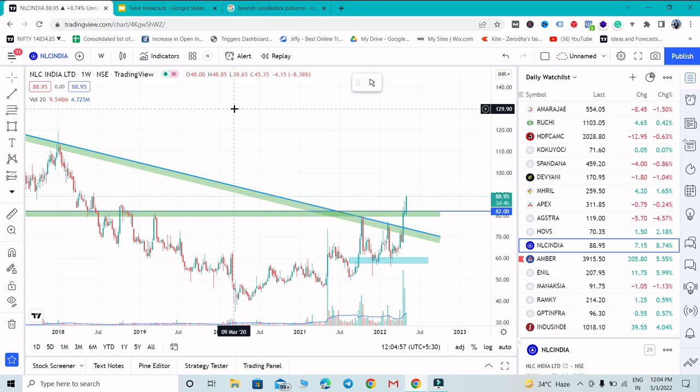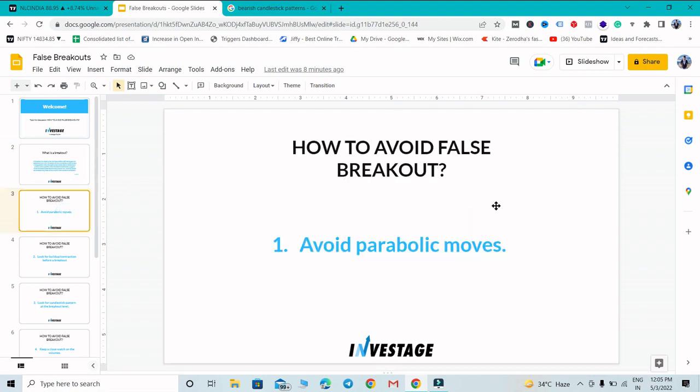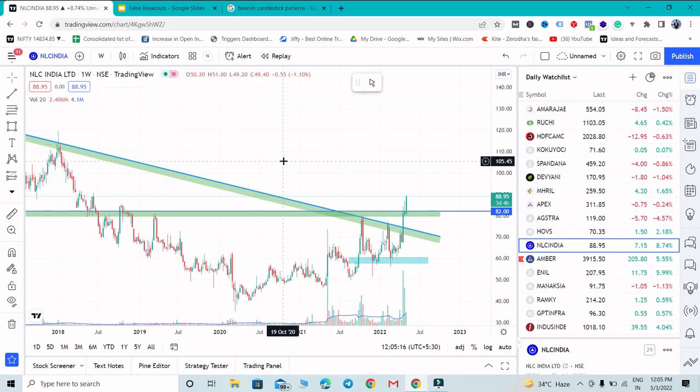Now the main question: how to avoid a false breakout. The first and most important point is that you have to avoid parabolic moves. So what is a parabolic move? A parabolic move is a one side move. Let's take an example.